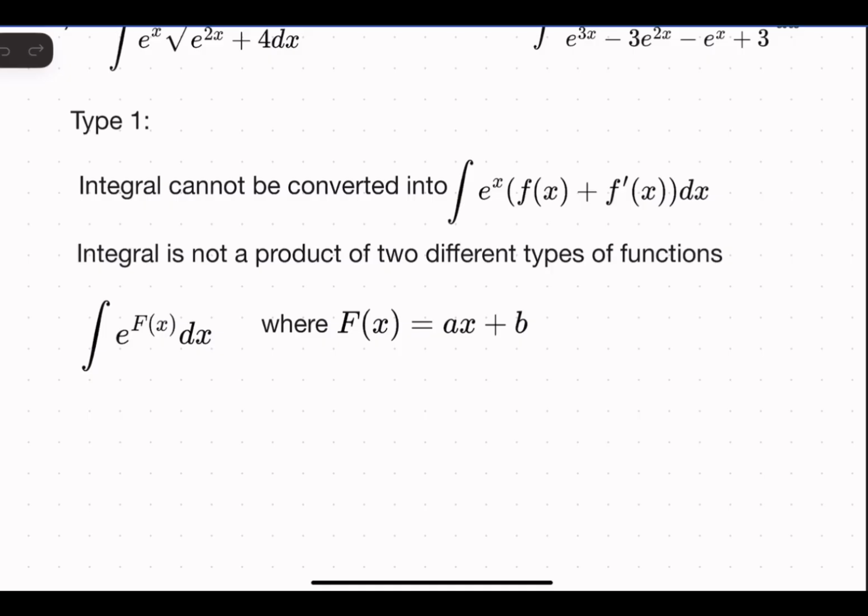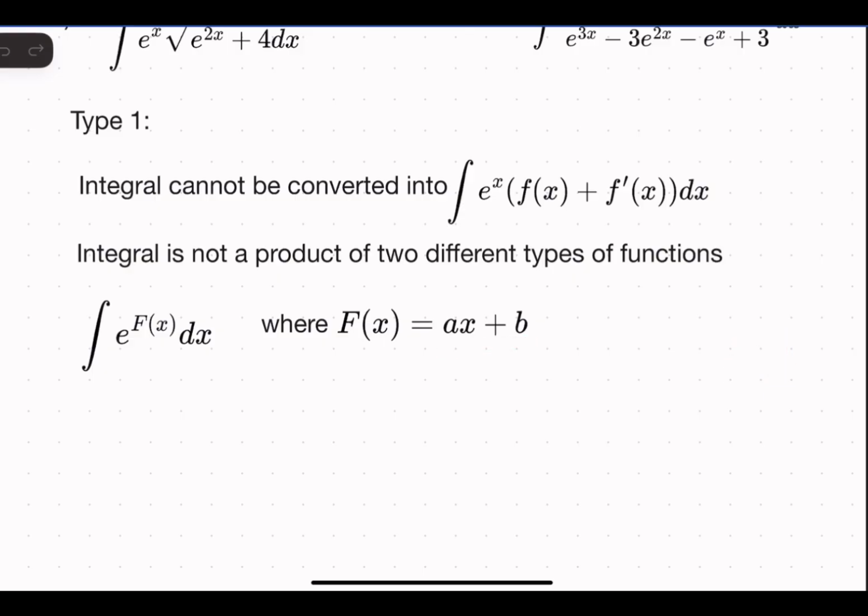The second condition is that the integral is not the product of two different types of functions. You have x e power x, or e power x into sine x, or e power x into cosine x. And the third, this f(x) is linear, ax plus b, even if it is just x or 2x. It's not like 1 over x square, and not like tangent inverse x, it's linear.